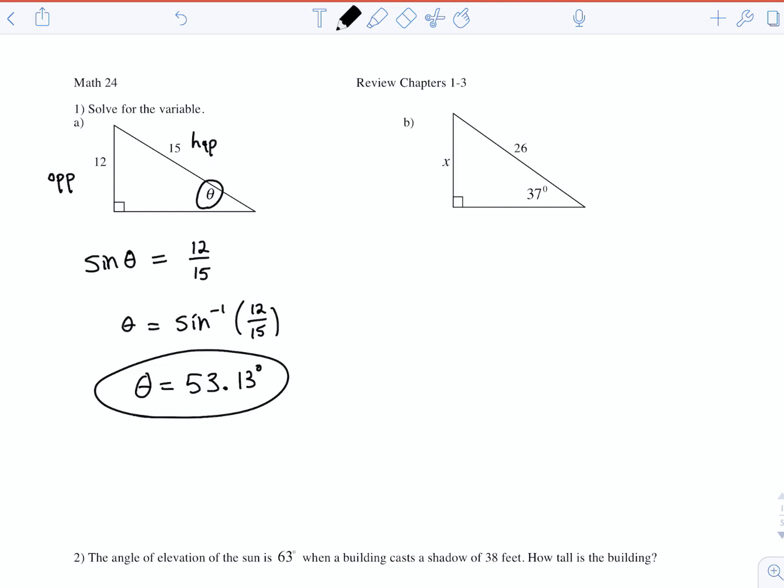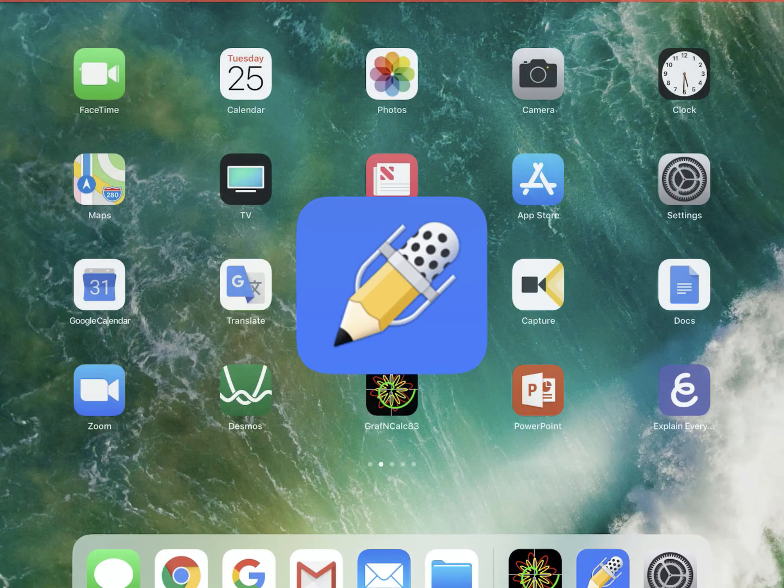Next, it's going to be using the 37 degrees, which is also opposite over hypotenuse. This time it's going to be sine of 37 degrees equals the opposite side x over the hypotenuse 26. Then just multiply both sides by 26. And it's ready for the calculator. So 26 sine of 37 degrees.